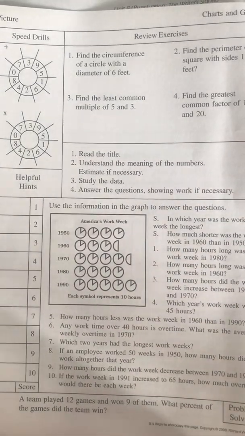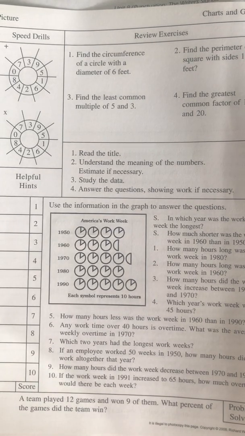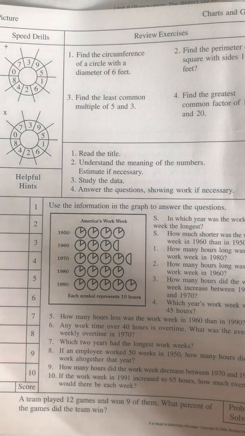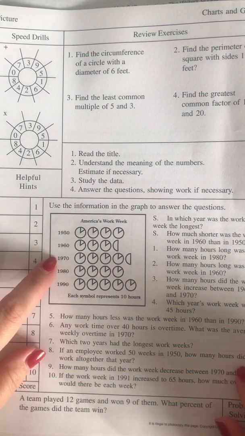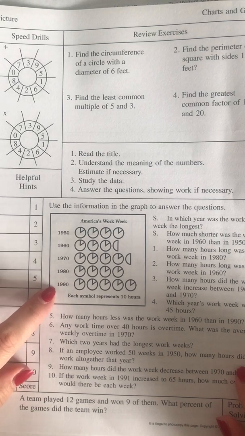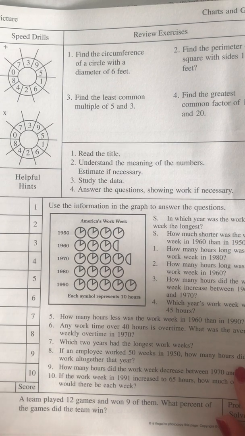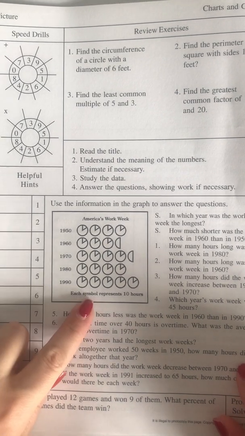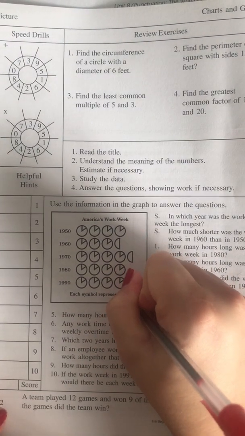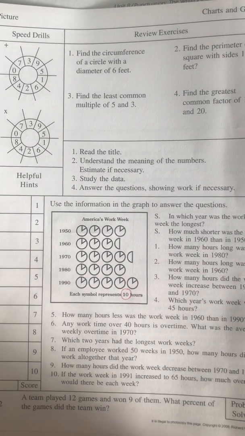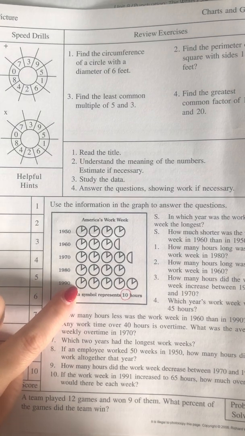So remember, we have to interpret all of the information in our graph first before we start answering questions. So here we have the typical work week in 1950, 1960, 1970, 1980, and 1990. Now, very importantly, what does each symbol represent? Each symbol represents 10 hours. So just like the bikes yesterday, that represented 1,000 for each symbol, these little clocks represent 10 hours.